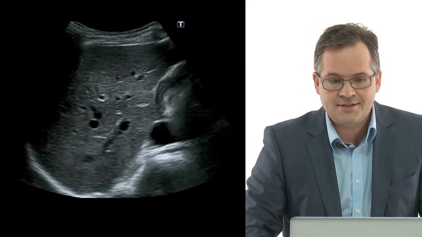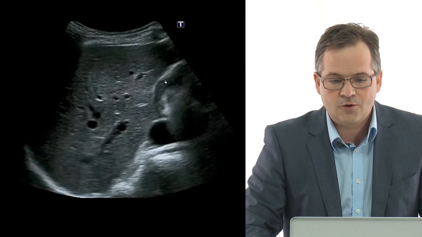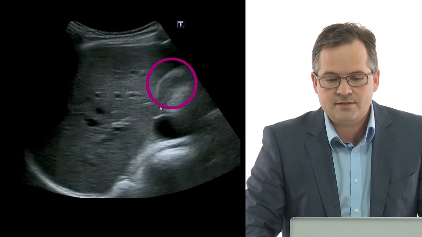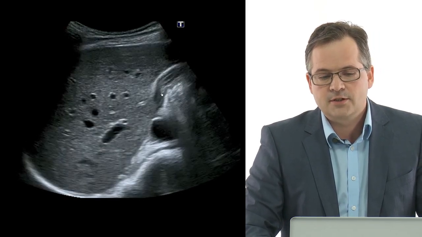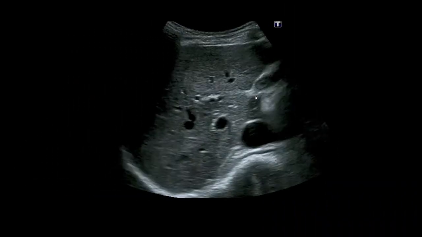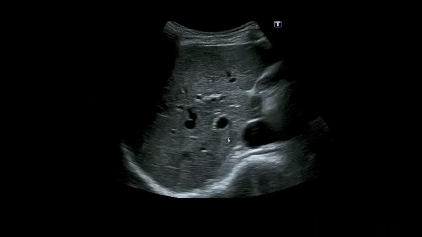Have you already seen it? Over here, this tiny little structure hanging down on the visceral surface of the liver is the gallbladder. Not easy, but we managed it.